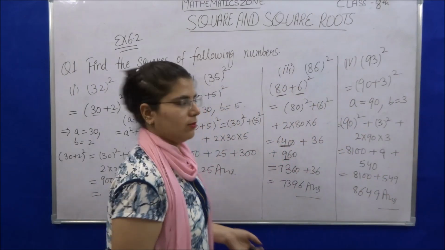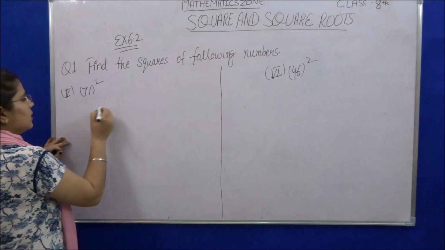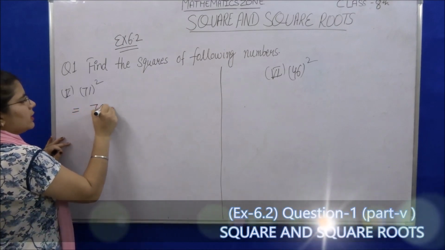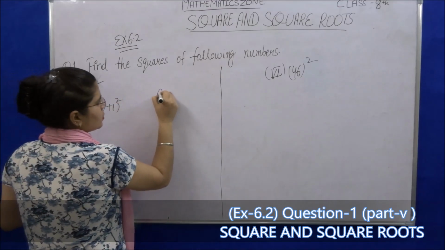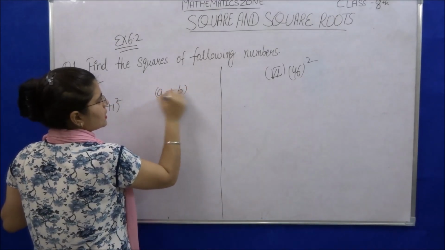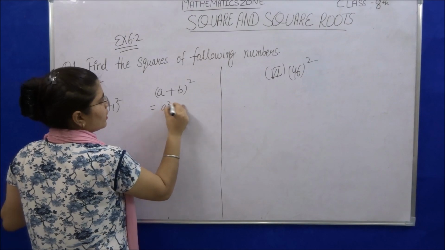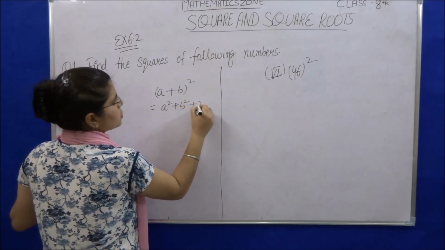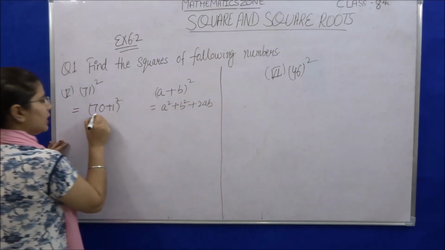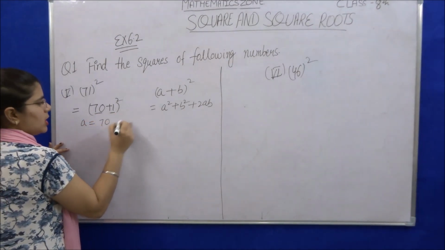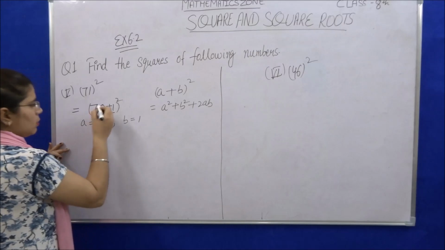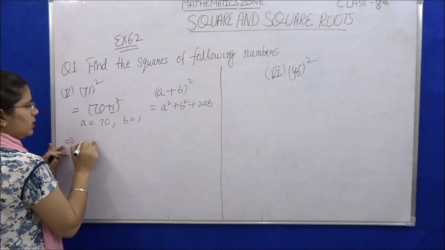So that's all. Now let's do the next part. 71 square will be written like (70 + 1) square, which is again by using the identity of (a + b) square, that will be equal to a square plus b square plus 2ab. Here a is 70 and b is 1. So apply this identity over here.